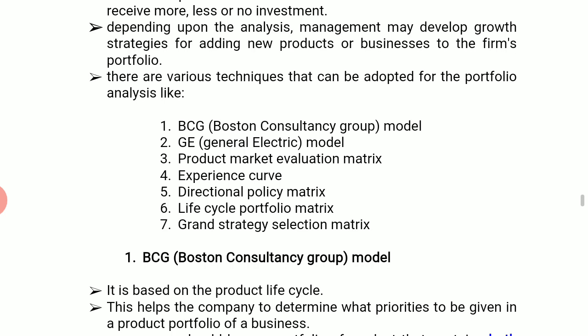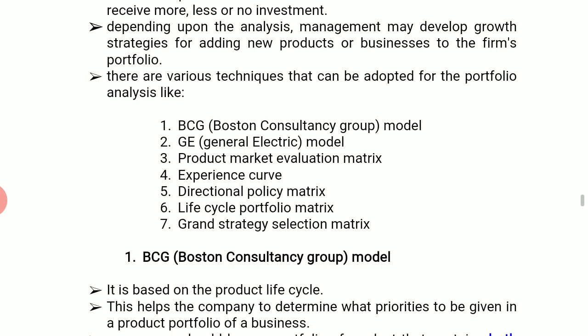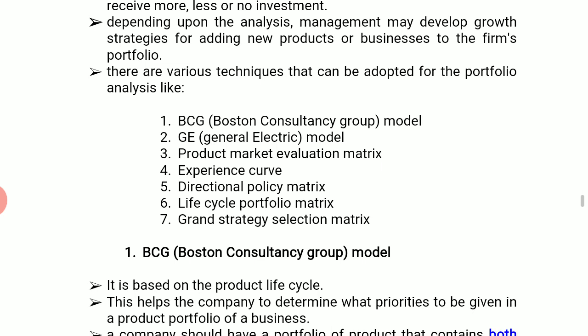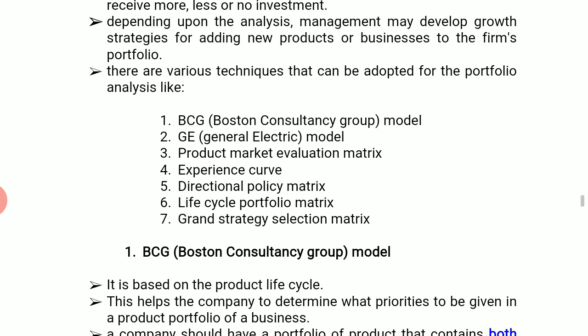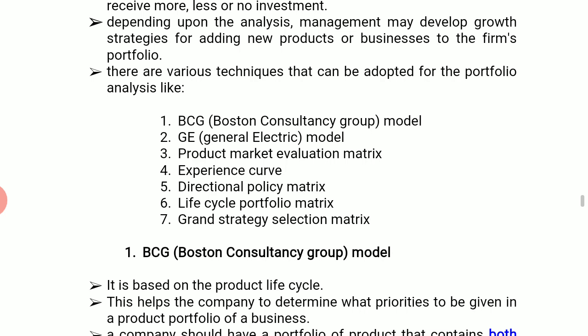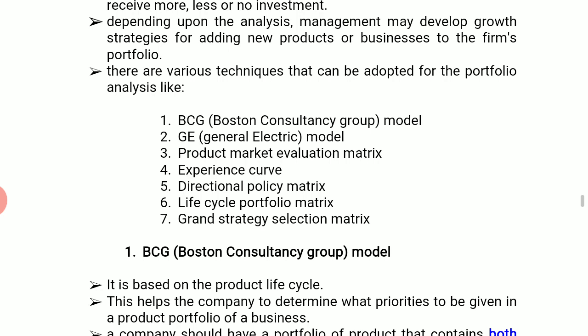Now, to perform strategic analysis, as far as your syllabus is concerned, seven strategic techniques have been given to us, and we are going to study them one by one. As you can see, it is the BCG model that we will be learning, product market evaluation matrix, experience curve, directional policy matrix, life cycle portfolio matrix, and grant strategy selection matrix, which we are going to study as the techniques of portfolio analysis. Through these, the company will be able to find out which investment or which current business can be continued, which can be stopped, and for which there is no requirement to continue the business.